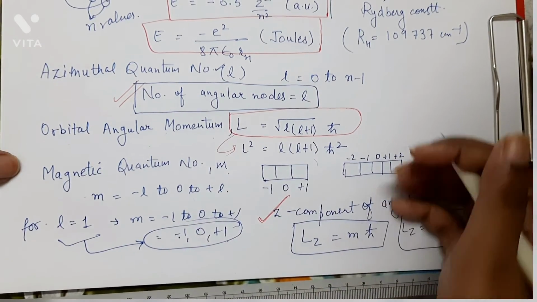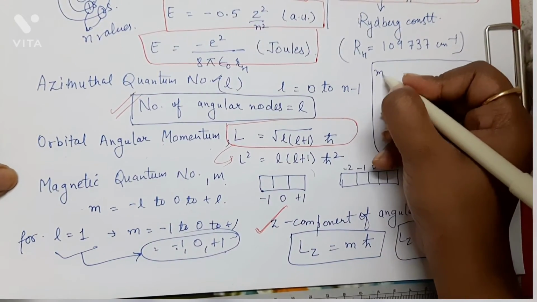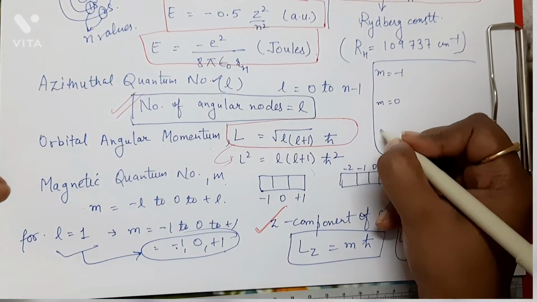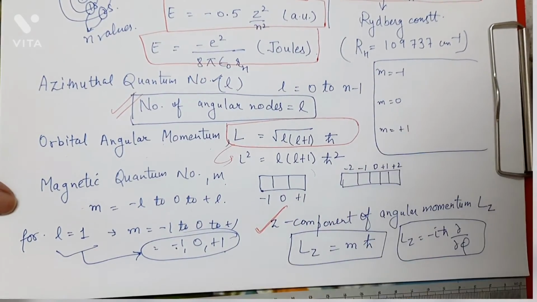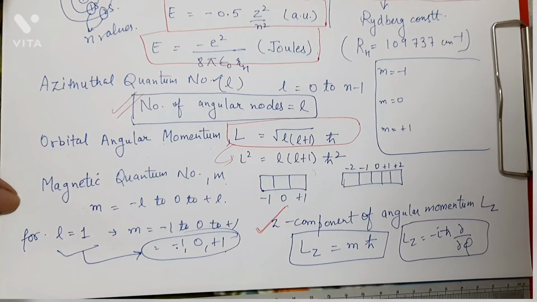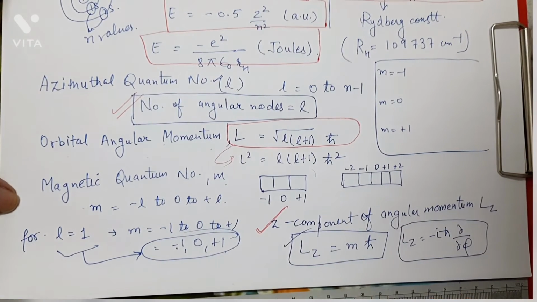So how can you find that out? I will show you here. Suppose you have three values of m, that is -1, 0 and +1. These three m values we have, and we want to find out the corresponding Lz, that is the Z component of angular momentum. So we are going to use this formula simply.